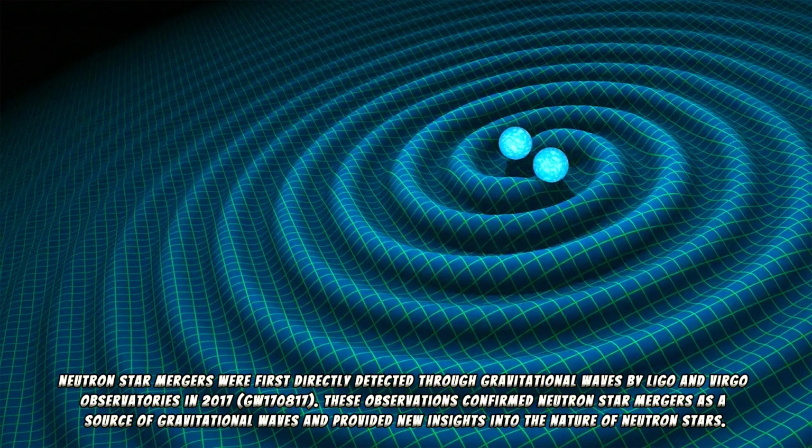Neutron star mergers were first directly detected through gravitational waves by the LIGO and Virgo observatories in 2017, GW170817. These observations confirmed neutron star mergers as a source of gravitational waves and provided new insights into the nature of neutron stars.